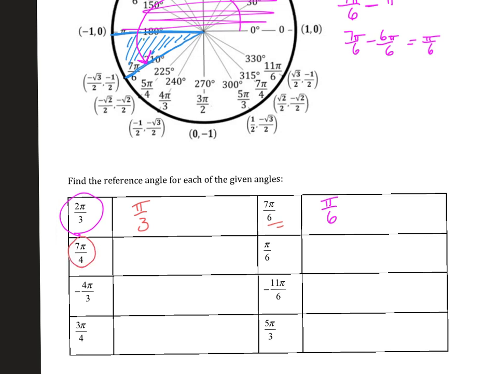I'm going to do 7 pi over 4. Oh, let me erase some stuff. 7 pi over 4.